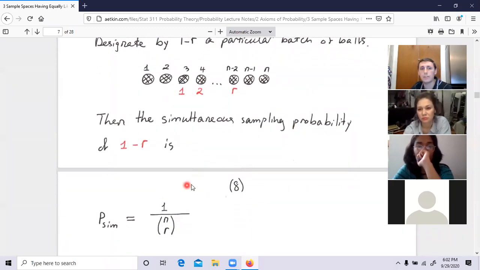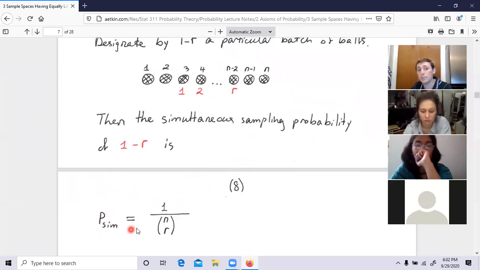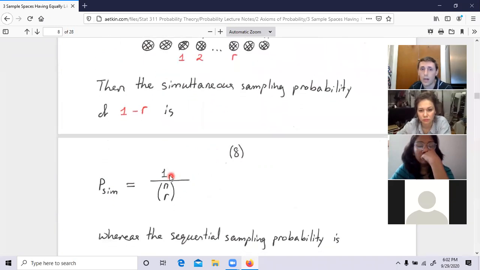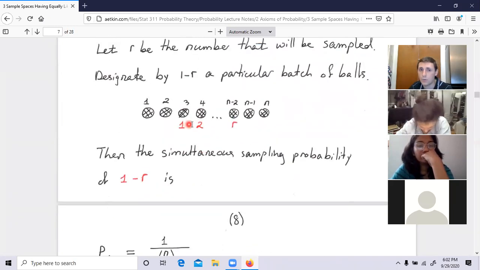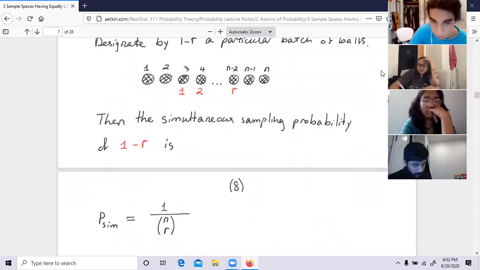So what's the probability of simultaneous sampling? Well, that's very simple. In simultaneous sampling, we are assuming that all n choose R selections of balls are equally likely, right? And all of them are likely. There is only one of those selections that corresponds to 1, 2, up to R. Are you with me, guys? So you talk to me so I know you are with me. And yes, it's easy to get lost here.